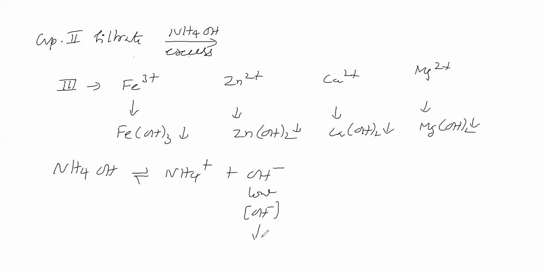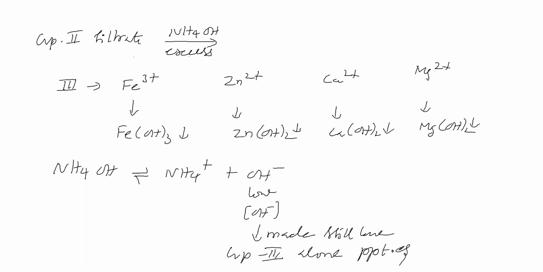This concentration is made still lower. On decreasing this concentration further and further, group 3 alone precipitates, but not group 4, group 5, group 6. So we are decreasing this concentration further by some method, so that group 3 alone precipitates, but not group 4, group 5, group 6.